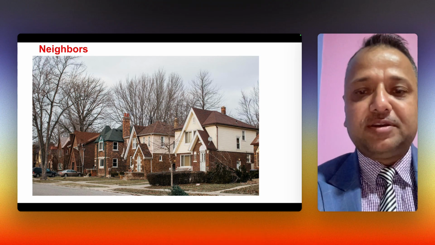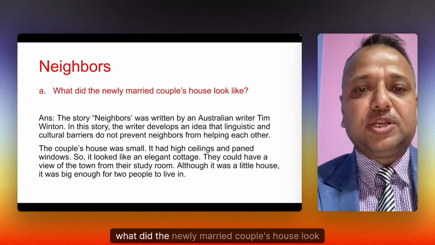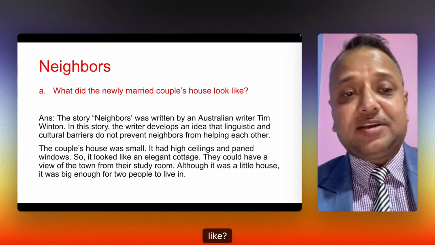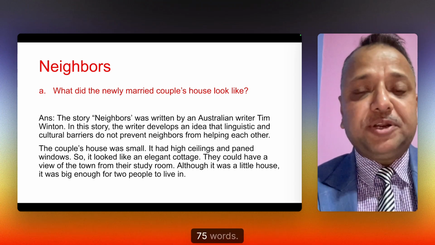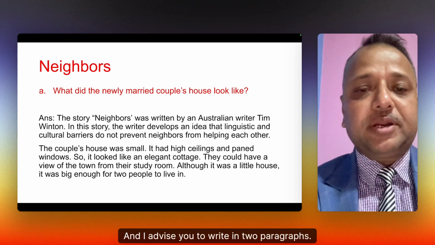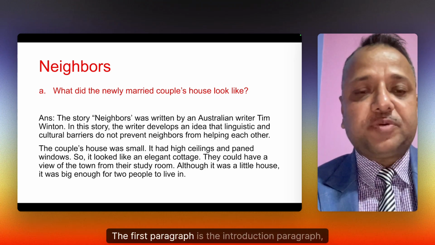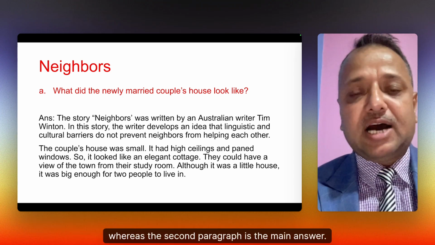So moving ahead, the very first question to answer from this lesson is, what did the newly married couple's house look like? It's a short answer question, so we have to write 75 words, and I advise you to write in 2 paragraphs. The first paragraph is the introduction paragraph, whereas the second paragraph is the main answer.